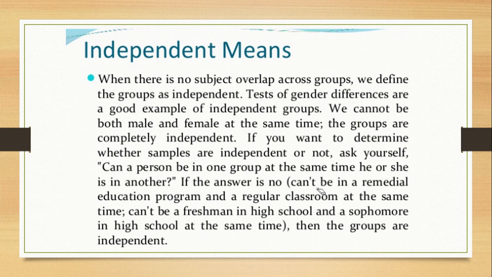If the answer is no, so it can't be a remedial education program and a singular classroom at the same time. Can't be a freshman in high school and a sophomore in high school at the same time. So then the groups are independent. Okay, so these are the scenarios that give us an idea what independent groups or dependent groups are.